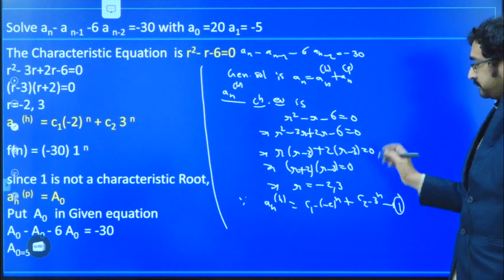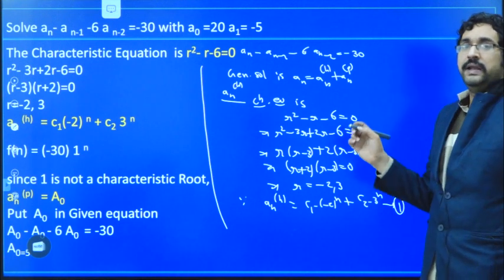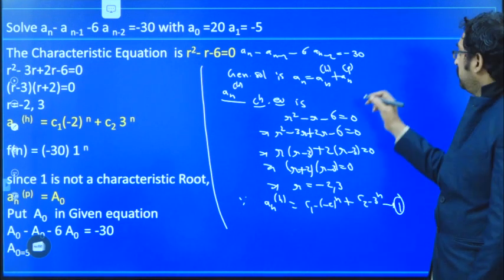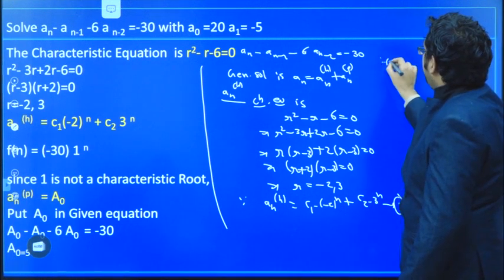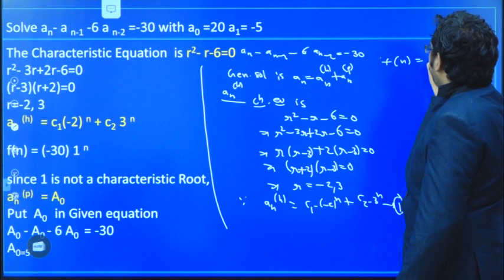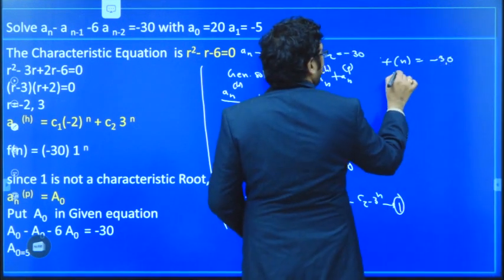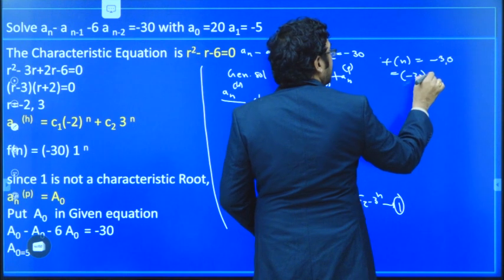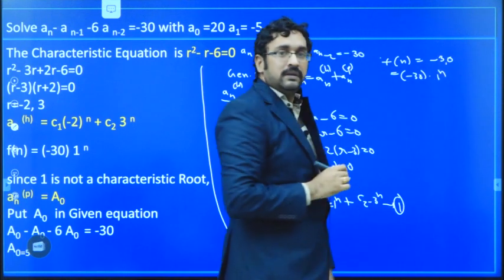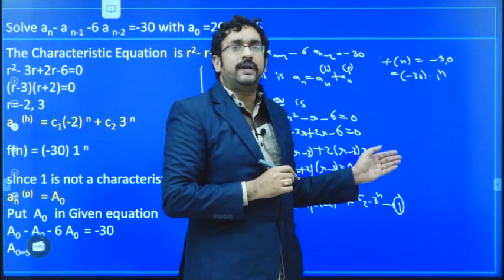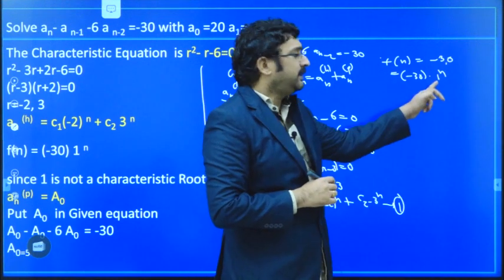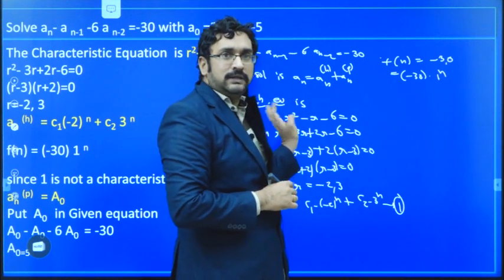So this is the homogeneous solution. Next we have to find the particular solution. So how can we obtain the particular solution? Take f of n equal to minus 30. So minus 30 can be written as minus 30 into 1 power n, which is in the form alpha into beta power n. Is beta a characteristic root of the homogeneous part?